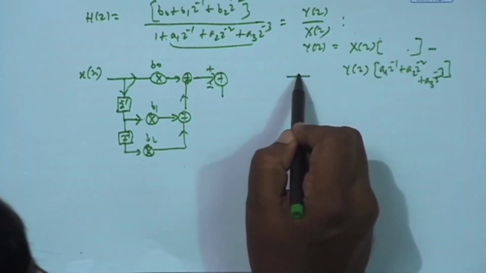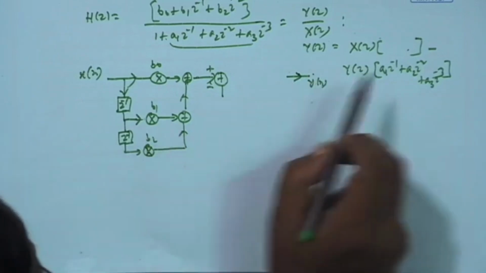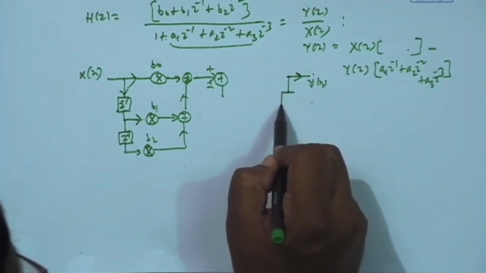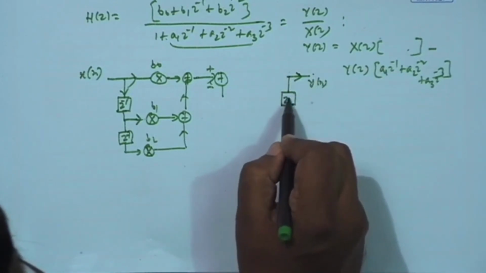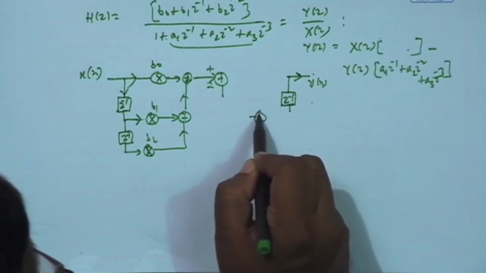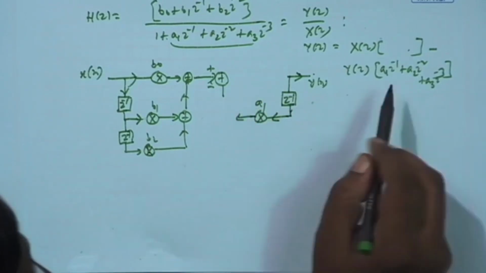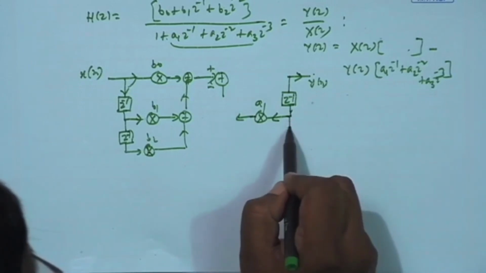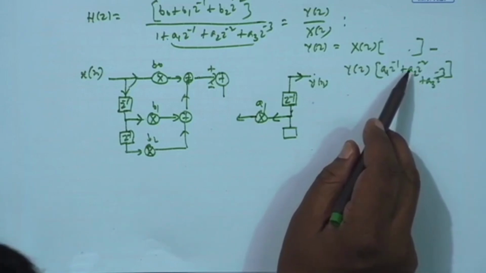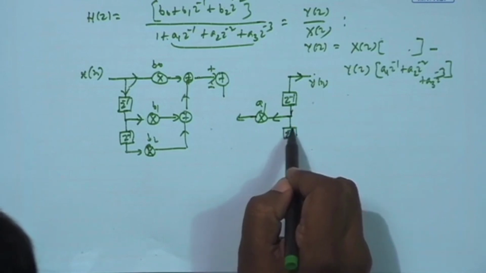So, X(z) into this, that is already available here, minus Y(z) into this. Suppose my Y(z) is here, that is in time domain y n. So, that will be multiplied by A1 Z inverse. So, Z inverse means 1 cycle delay, not 1 bit, 1 cycle delay, and then multiplied by A1. Then A2 Z inverse 2. So, Z inverse 2 means Y(z) into Z inverse 2 is y n minus 2. So, already y n minus 1 is here.